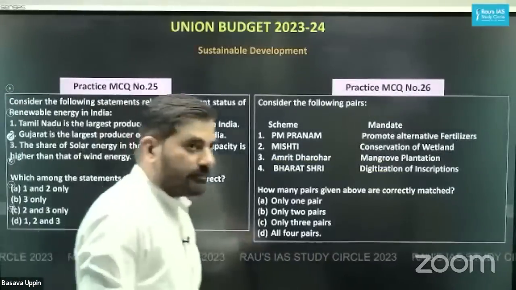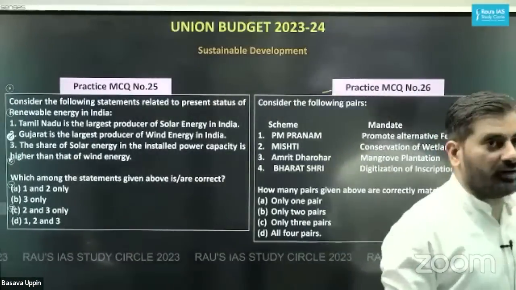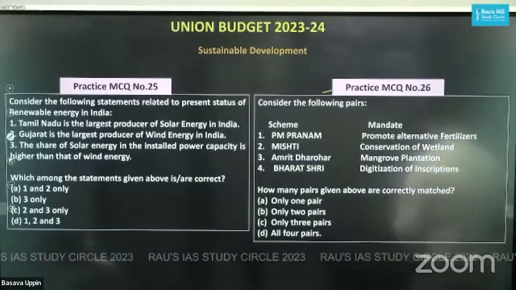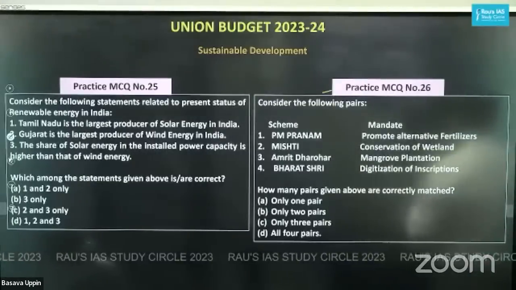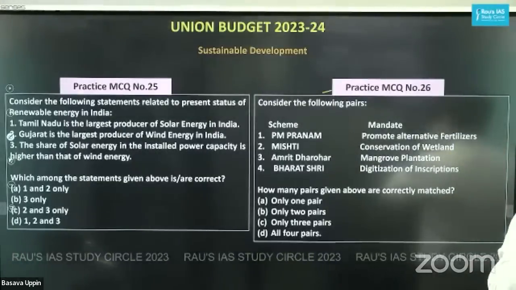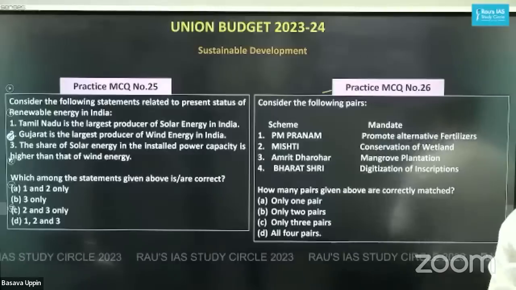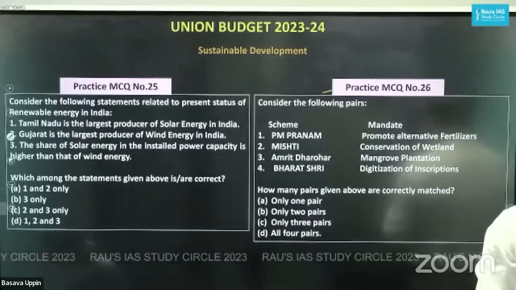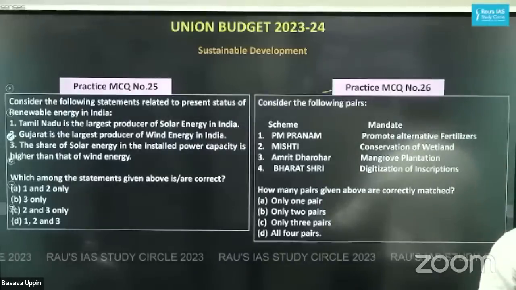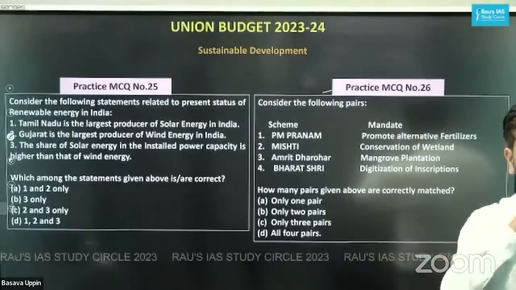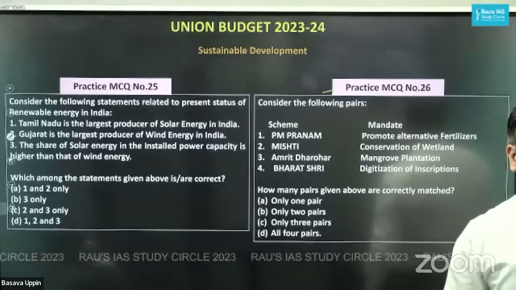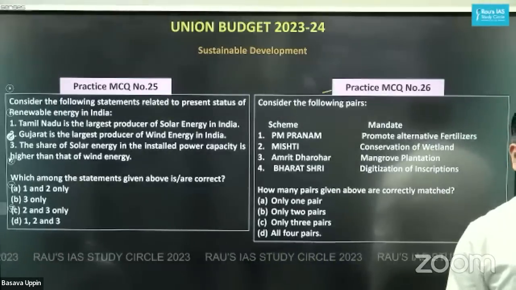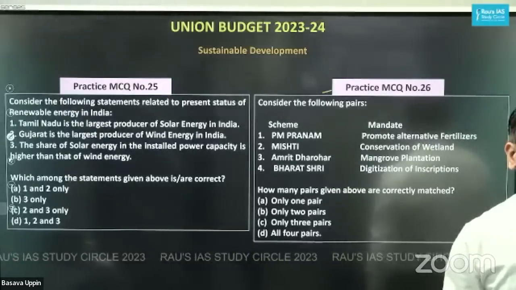So look at practice MCQ number 26. It's a question asked in previous year prelims. It came for the first time in previous year prelims. How many pairs are correctly matched? 2 pairs are correctly matched, right? Good.